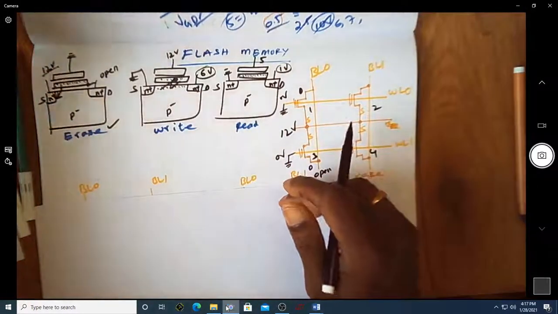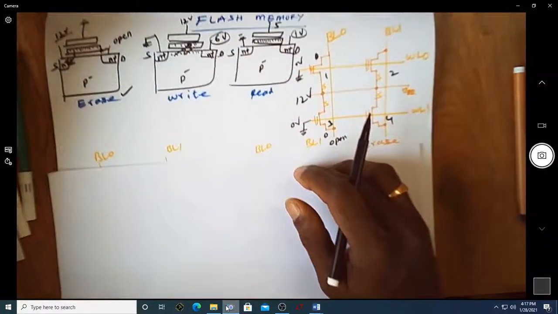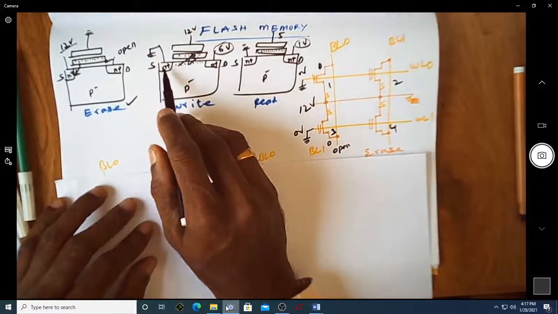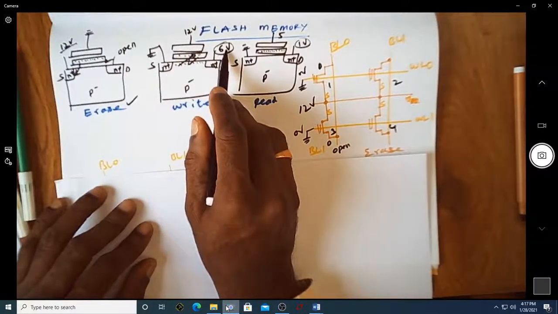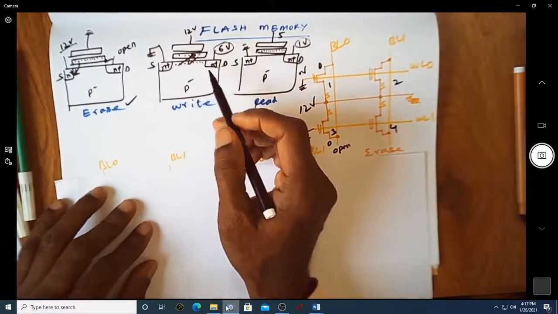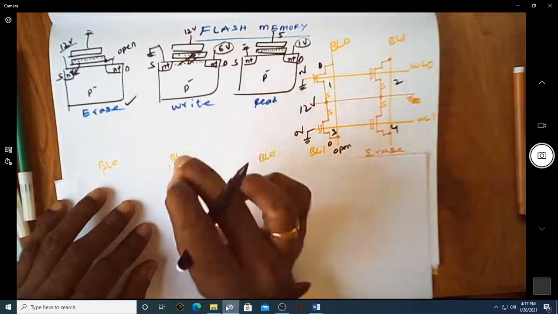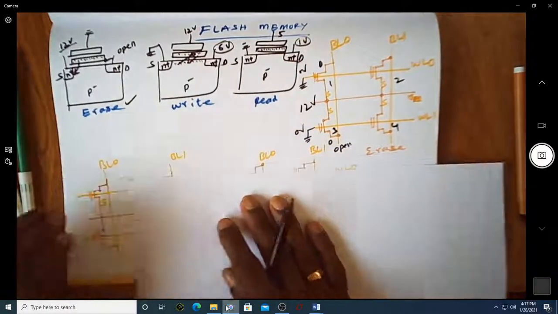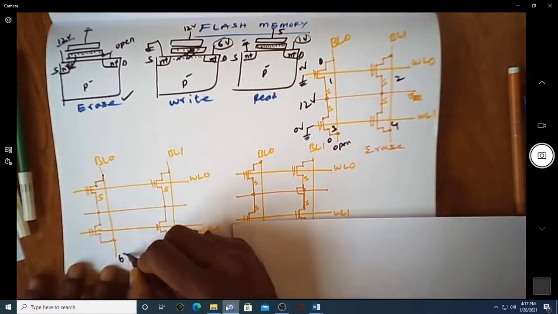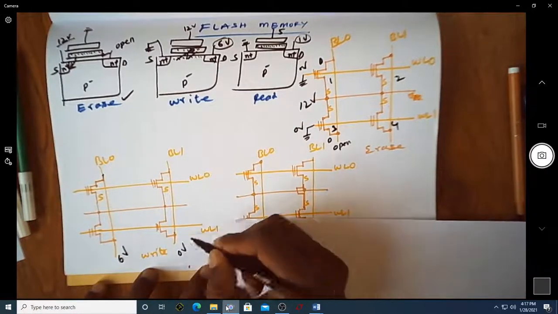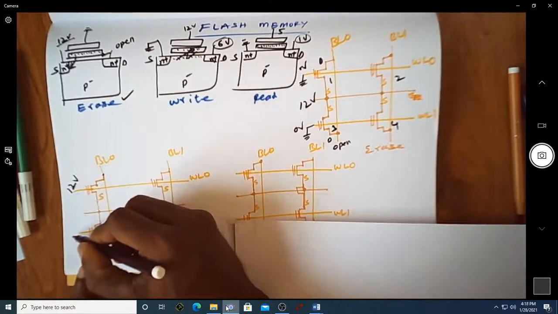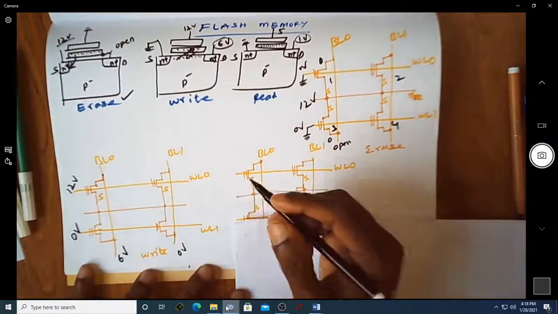Let us try to understand how I write the value. For writing, as you can see here, source should be grounded and drain should be applied with 6 volt, and the gate should be made 12 volt. Assume that you want to enhance the threshold voltage of a particular transistor. In such a case, since this is drain, I'll make this equal to 6 volt and make this 0 volt. Let me make this equal to 12 volt and this is 0 volt.